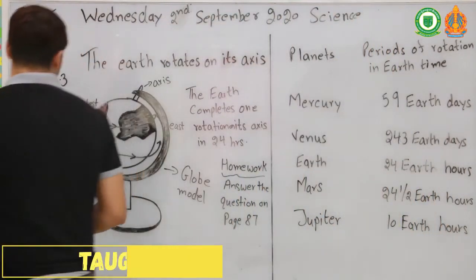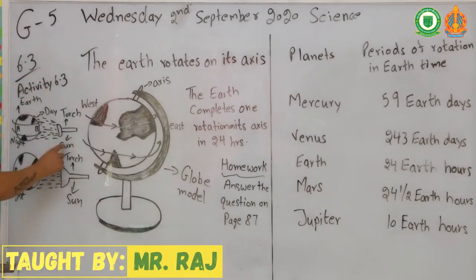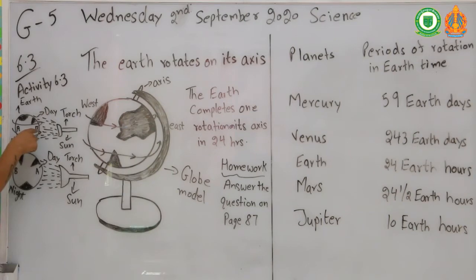Now how do we see day and night? Imagine this torch is the sun. Point P here is getting sun rays. So imagine these are sun rays from the sun on this part. That's why this part has day, and this part A is not getting any sun rays. So that's why it has night.